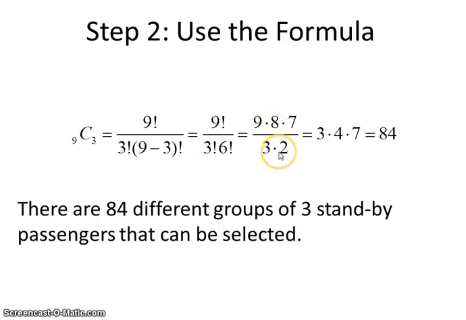The 3 factorial turns out to be 3 times 2, and I can cancel a 3 with one of the 3's in the 9 and a 2 with one of the 2's in the 8, left with 3 times 4 times 7, which is 84. So since this is a word problem, we always like to answer the question in the form of a sentence. We would say there are 84 different groups of 3 standby passengers that can be selected.